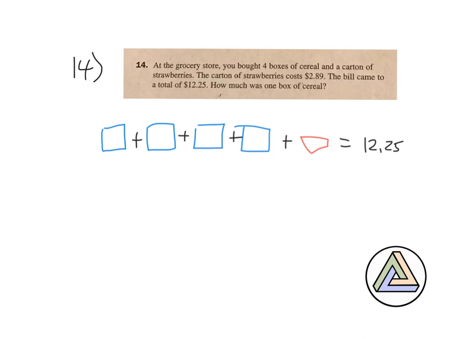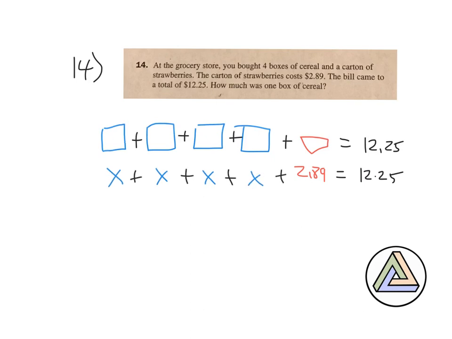So we already know how much this thing cost. It was $2.89, so I'm actually just going to write that. And then we still have $12.25 over here. But this is $2.89, so that's the strawberries. But we don't know what this is, so we're going to call it X. So really, it's just X plus X plus X plus X plus 2.89, right?